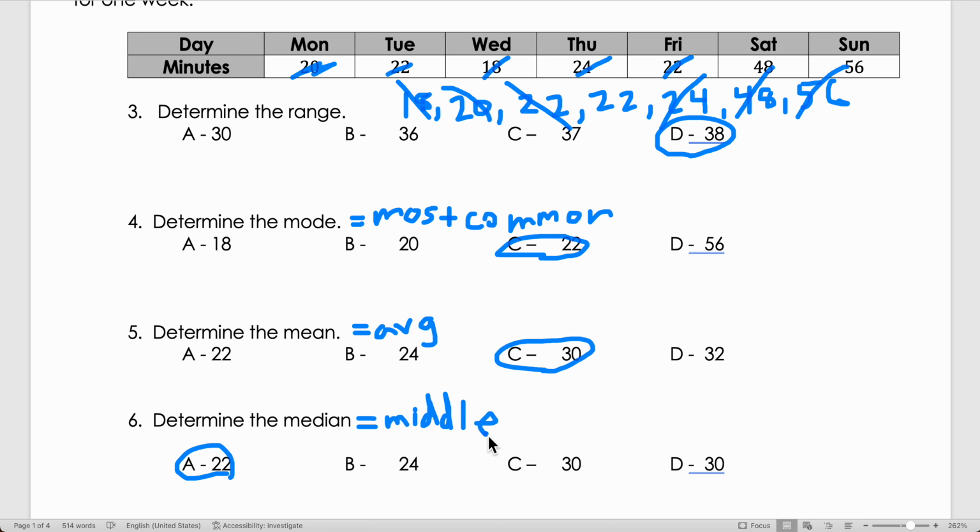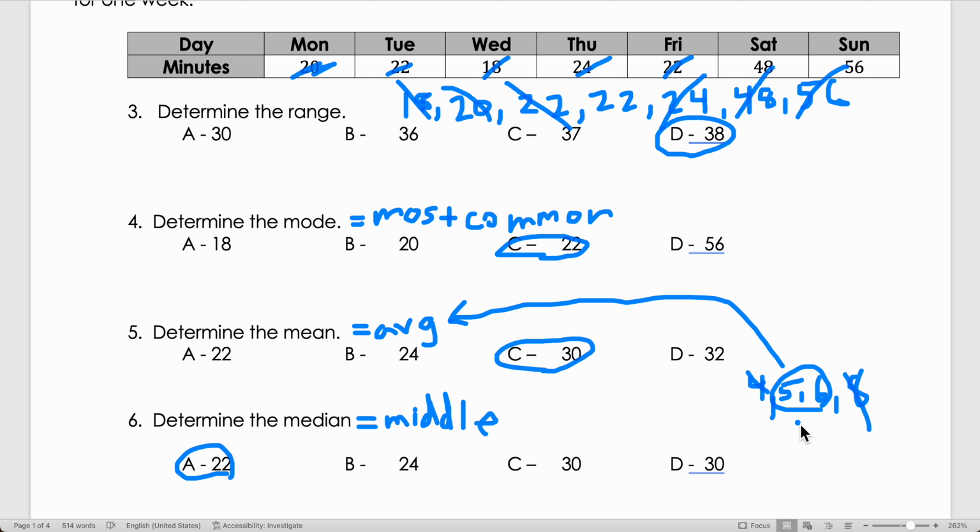Now, sometimes you might have a situation, like if I gave you, this is a random example, 4, 5, 6, and 8, and we crossed out, you'd have 2 in the middle. All you do is then take the average of those 2, right? So in this situation, 5 plus 6 is 11. 11 divided by 2 is 5 and 5/10. So the median would be 5 and 5/10. So if you have 2, you just get the average or the mean of them. If you have one, it's just simple. Okay, I'm going to move on.